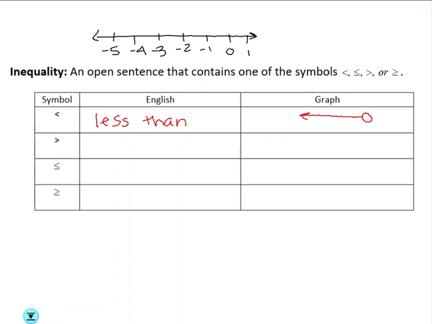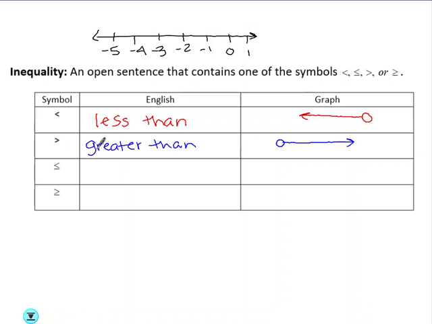The next symbol we have is greater than. The graph for that will be an open circle at the number and an arrow going to the right. So for example, if I said that something is greater than -3, I would put an open circle at -3 and an arrow to the right along my number line.